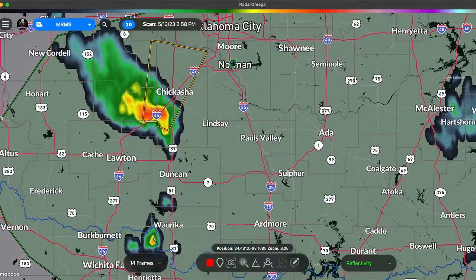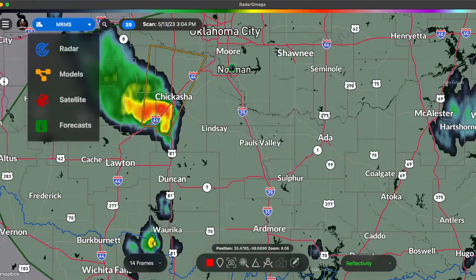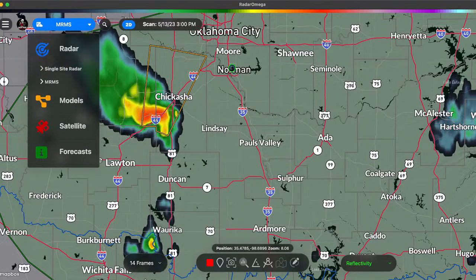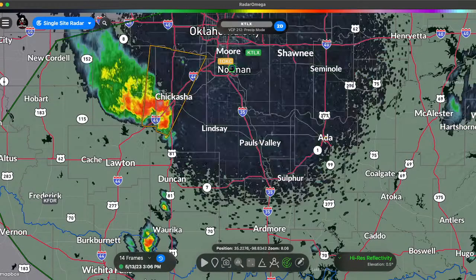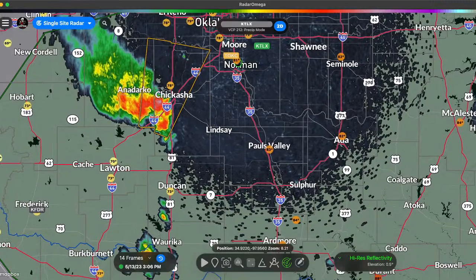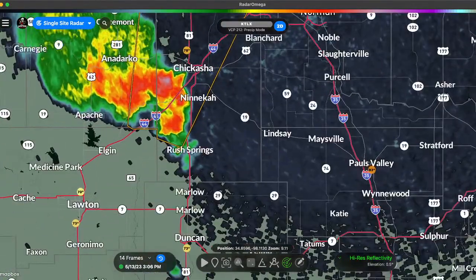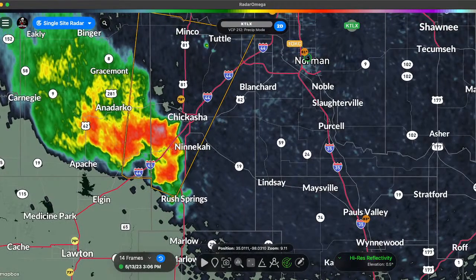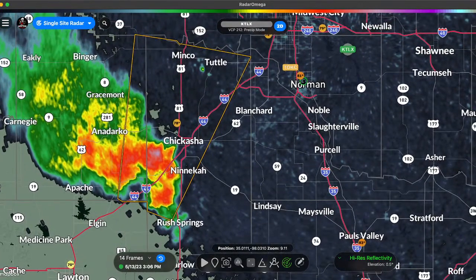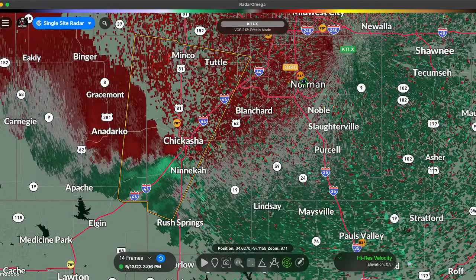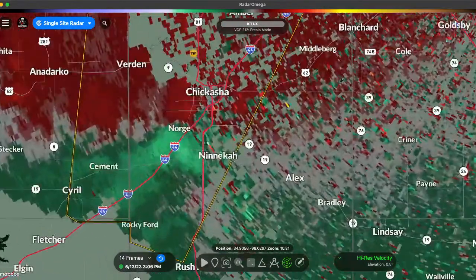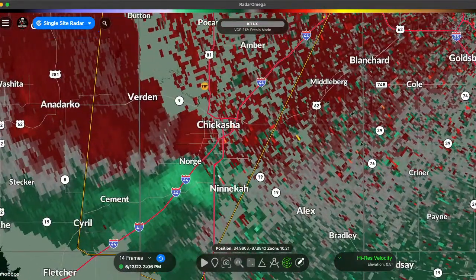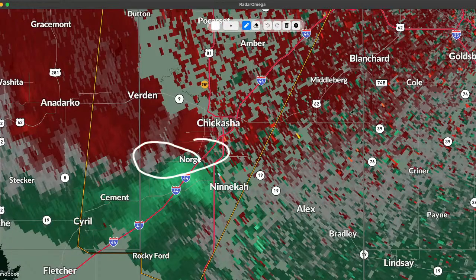So let's take a look at this storm. This is what Brandon sent me earlier. This is what he's going to go out and chase. Is this storm in Chickasha? This one's heading north. Let's look at the velocity in this storm. So we'll be looking at this area right here, this section of the storm.